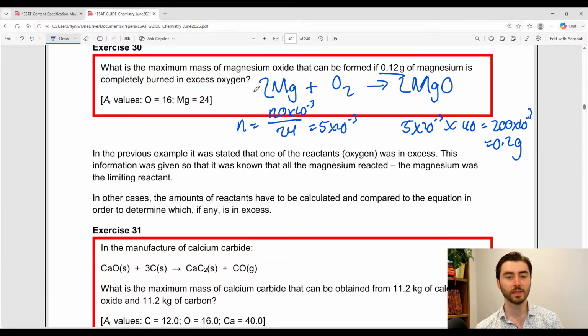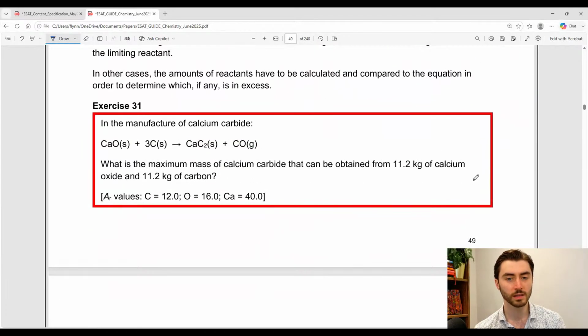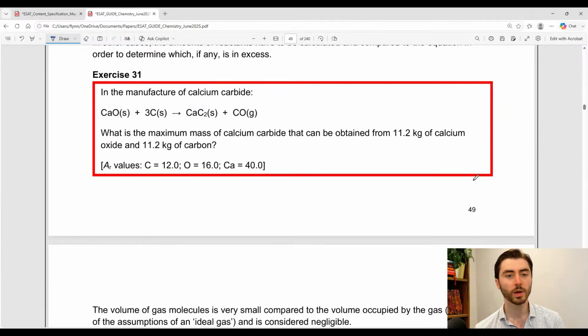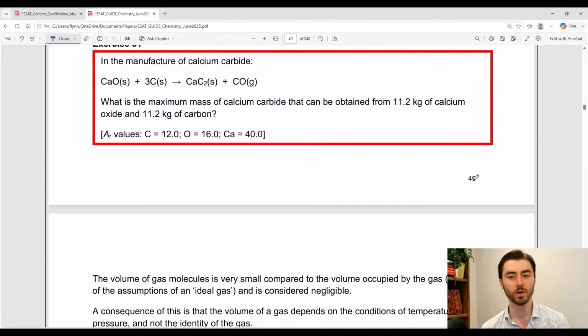It was stated that the oxygen was in excess. Okay, so in this case, we actually don't know which of these is going to be in excess. We are given the equation, though. So what we're going to have to do is to work out which of them is in excess based on the numbers we're given. So this many kilograms, I'm just going to be lazy here and work in kilograms. So I'm going to say 11.2 over calcium, which is 40.